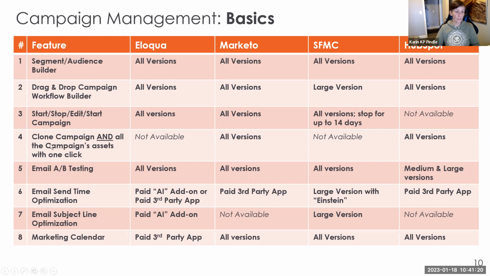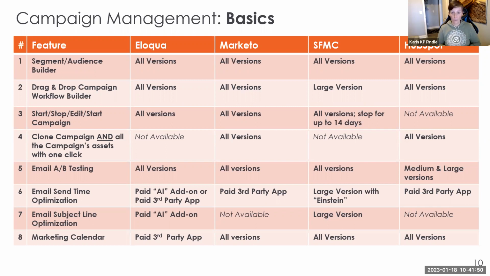Number 4, the feature where you can clone a campaign or program or engagement studio and all of the assets that are in that campaign. So an asset might be a couple of emails, forms, landing pages, SMS messages. So this is not a feature available in Eloqua or Salesforce Marketing Cloud. They allow you to copy the structure, like the workflow of the campaign or studio, but it won't copy the assets. It'll include the original versions of the assets.